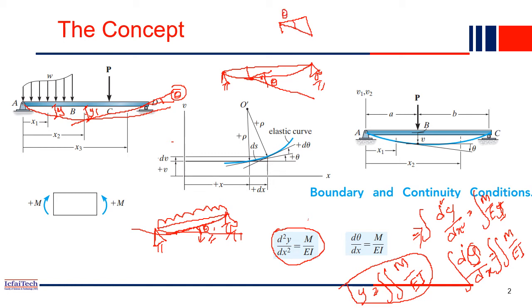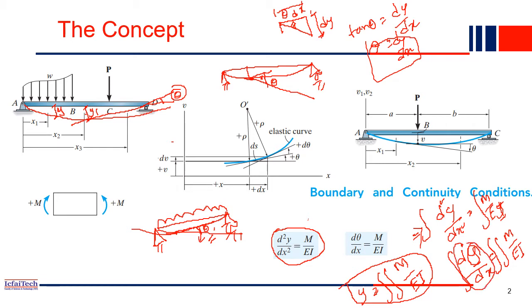Our main objective is to find the slope theta. This small length is dx, and the height, the deflection, is dy. So tan theta is equal to dy/dx. But normally, if the slope is very small, we can call theta equal to dy/dx. So ultimately, whatever you get as the first derivative dy/dx is your theta.